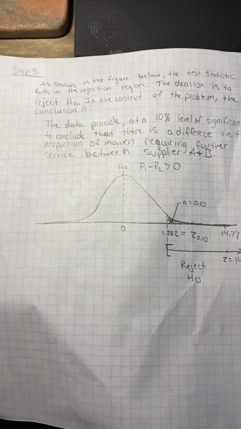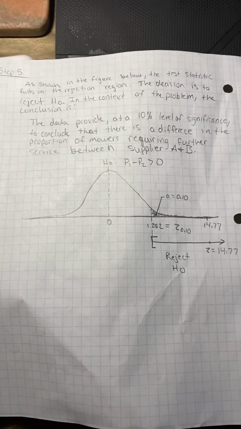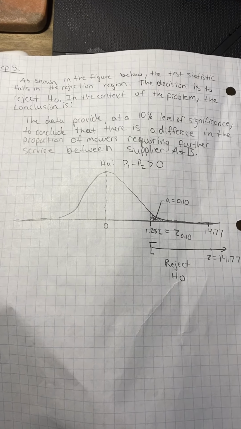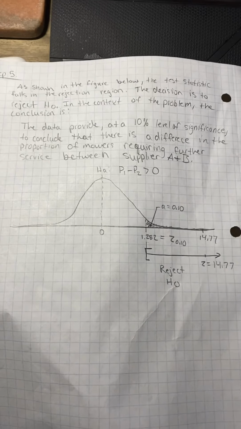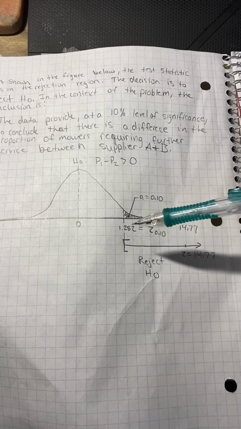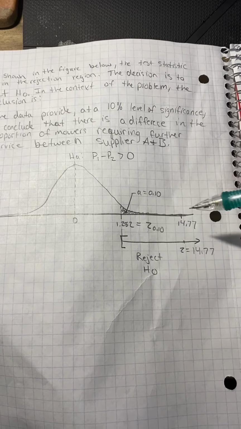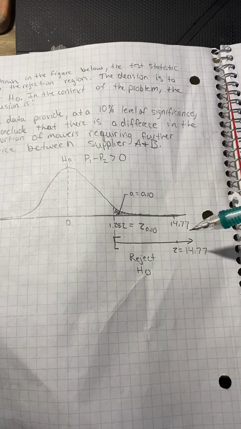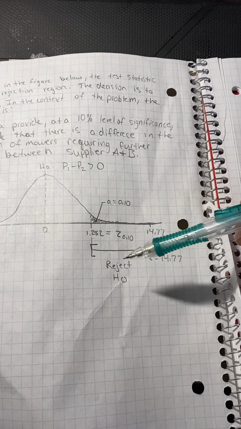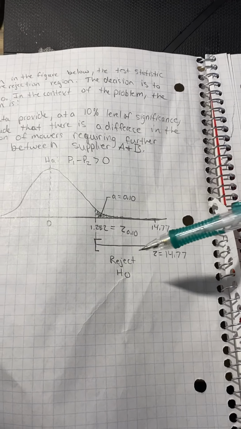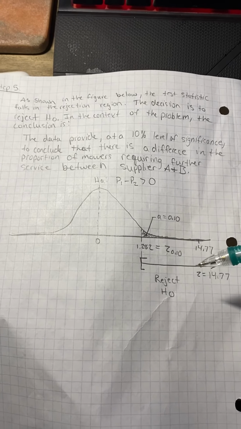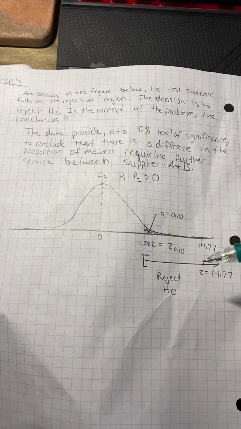And then step 5, as shown in the figure below, the test statistic falls in the rejection region. And so if we look on the figure, you can see that from 1.282 to infinity, 14.77 is in that rejection region. So reject H0 would be in this area. From that, the decision is to reject H0.